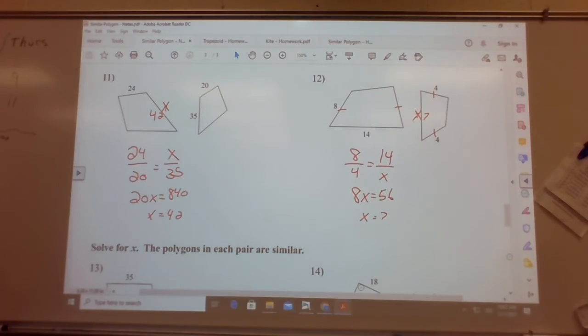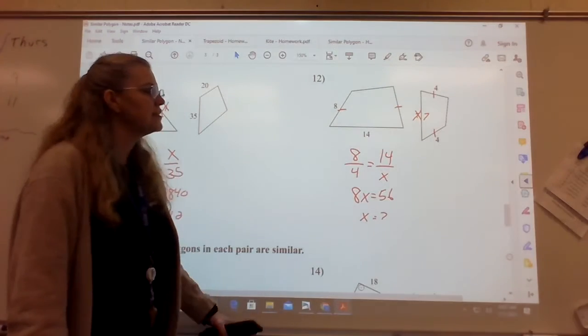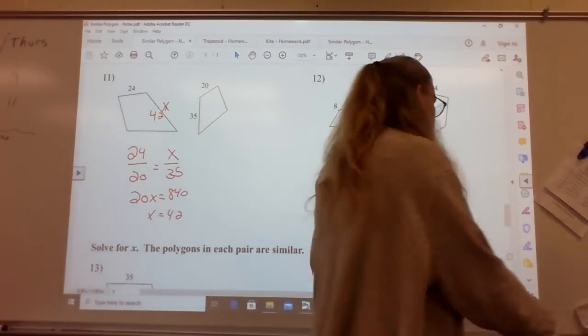I've got proportional sides. The last 4 are the exact same thing. The only difference is they're more of an equation. So last 4 to go.